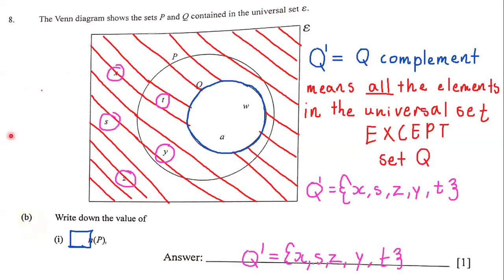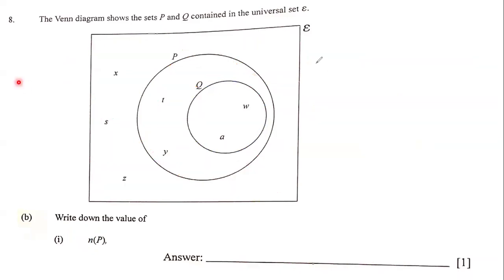Okay. All right, so let's clear our drawings. So the next question says that we want N, open bracket, P. N, open bracket, P. What does that mean? The number of elements inside P. Very good.